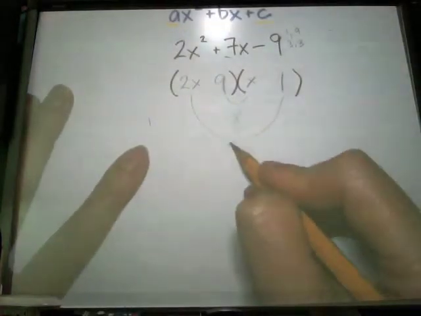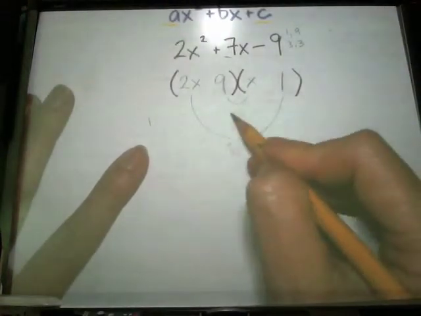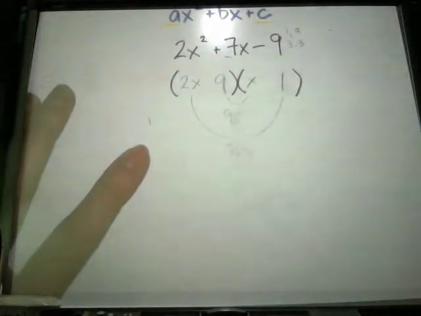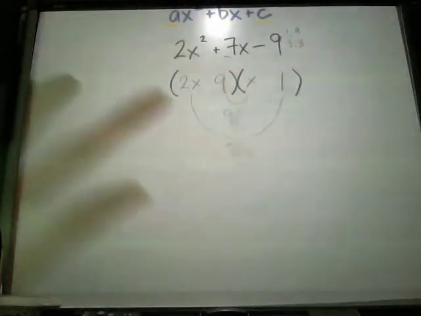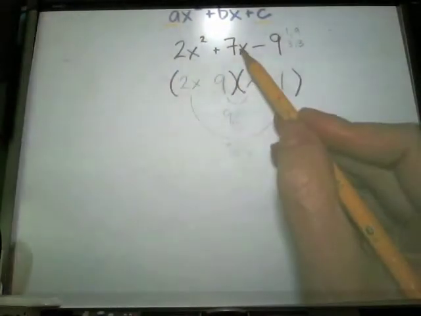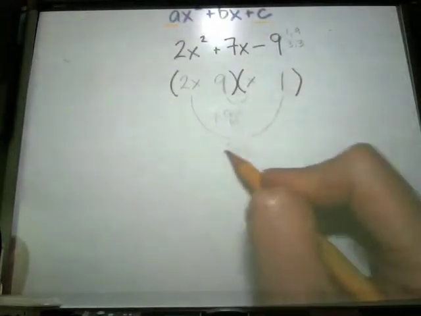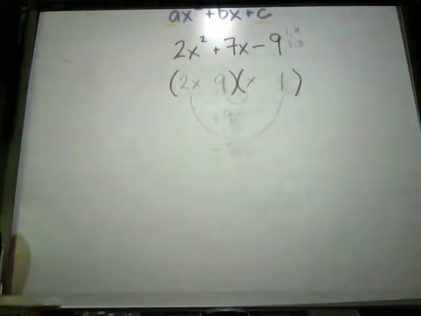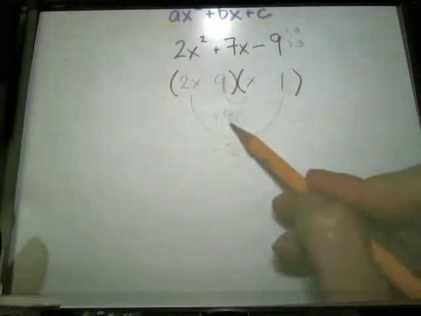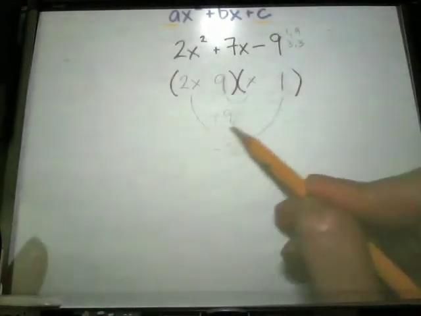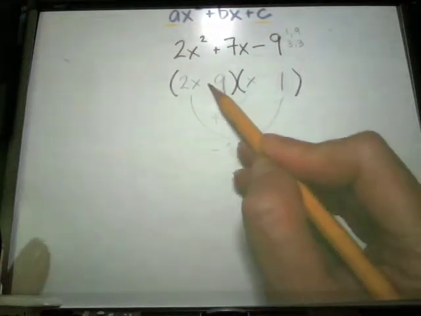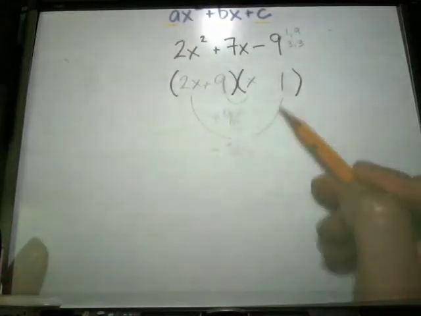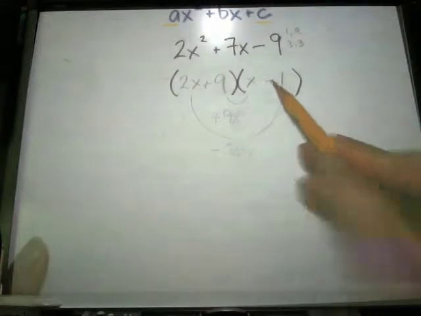2x times 1, 2x. 9 times x, 9x. Oh, hold on. If I need a positive 7 in the middle, if I make a positive 9 and a negative 2, oh, that would make positive 7. Now to place your signs, if this one is the positive, then this inner one is where I'm putting it. This one is the negative, so I put my negative out here.